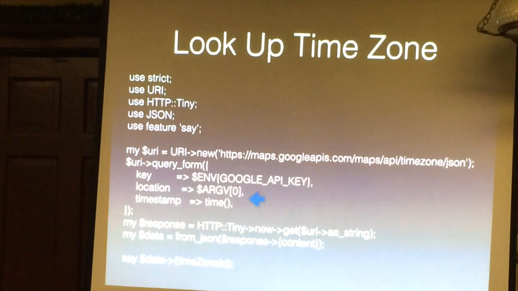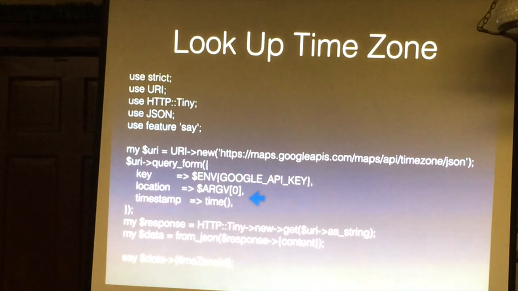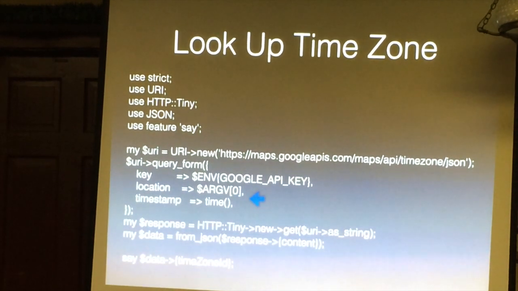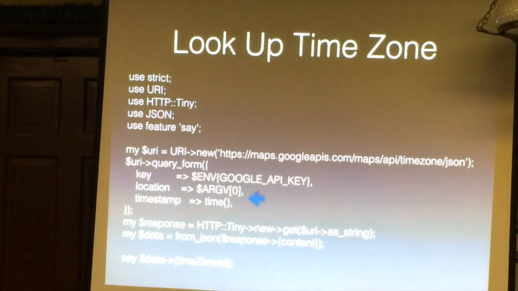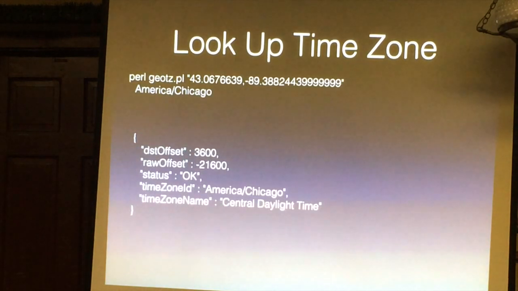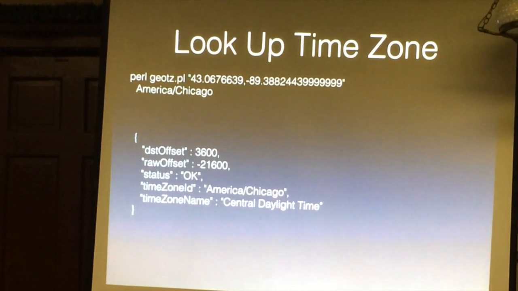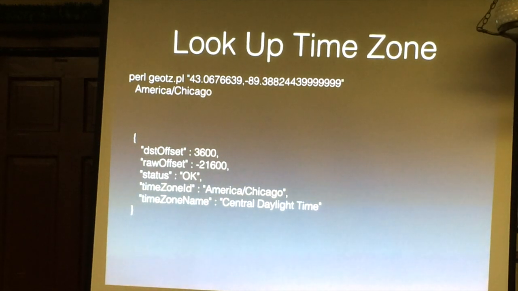Okay, in this case, we're going to get back a time zone ID. There's a bunch of other stuff, but the time zone ID is simply a name for what that time zone is, like America/Chicago. So this is an example command line. I have typed in a Google location, a string of concatenated lat long values with a comma in between, and I get back America/Chicago. And this is the full data set that comes back. It gives you the daylight savings time offset, as well as the raw offset, time zone ID, and the time zone name.